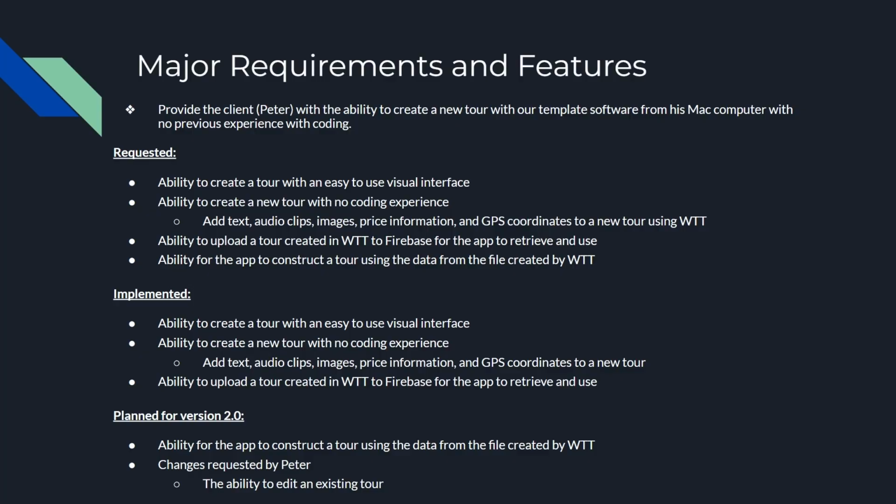Jordan and I have worked hard these last few months trying to get these features implemented, and we are glad to say that we've managed to get just about everything finished except the last request. For version 2.0, we are planning to give the Walk Ashland app the ability to construct a tour using the file created by WTT. As a team, we are confident that we'll be able to complete this by version 2.0's release and are open to working on and implementing any additional features that Peter requests from us. An example of this might be the ability to edit a tour file which already exists.